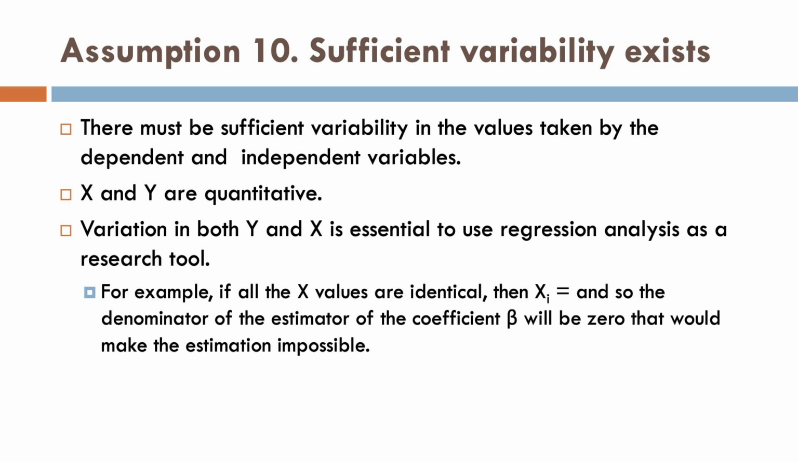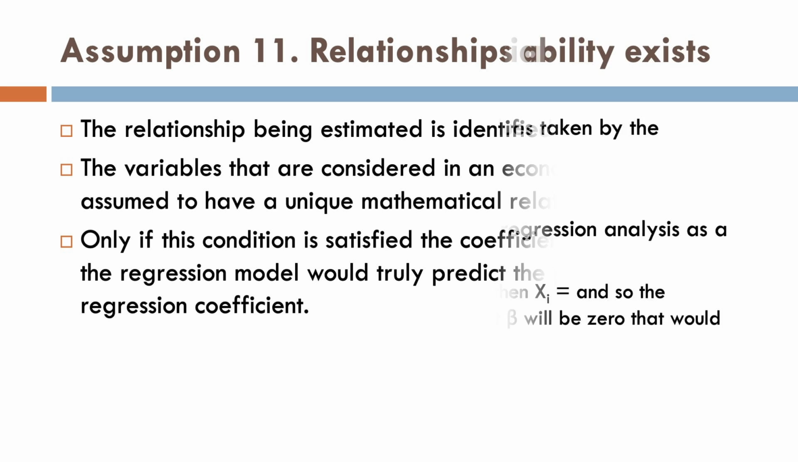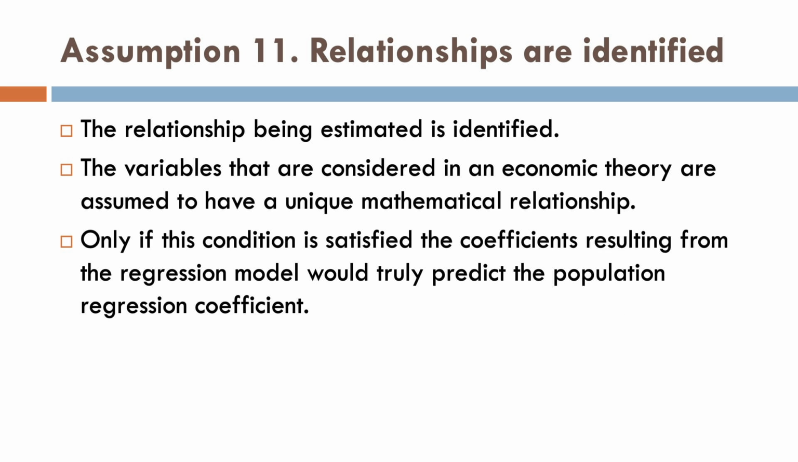Assumption 10. There must be sufficient variability in the values taken by the dependent and independent variables. That means x and y are quantitative. The variation in both y and x is essential to use regression analysis as a research tool. Assumption 11. The relationship being estimated is identified.